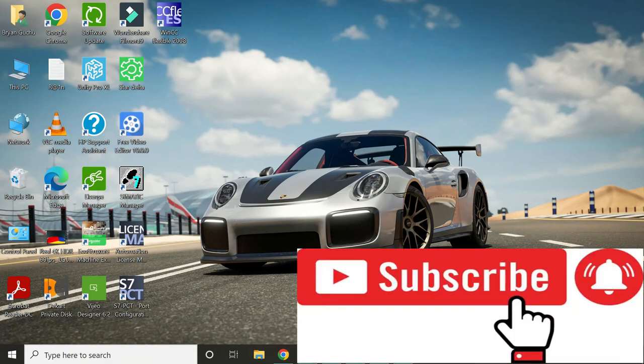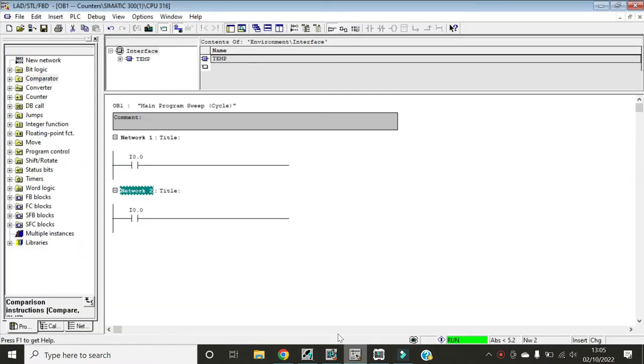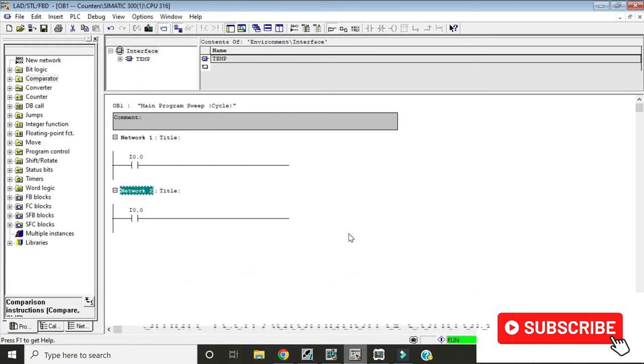Today we are going to learn about arithmetic operations in PLC programming, and we shall start with integer functions. I have opened my Arithmetic manager and I have two networks on the screen. We have network 1 and network 2, and I'll show you how we can actually perform arithmetic operations using a PLC.